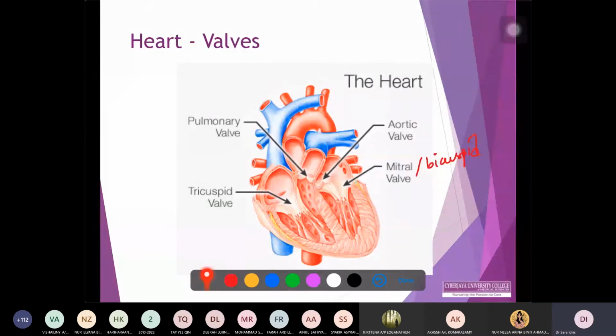All right. And in between the right ventricle and the pulmonary artery, you have the pulmonary valve. And between the left ventricle and the aorta, you have the aortic valve.